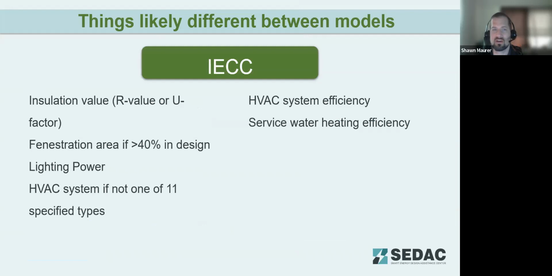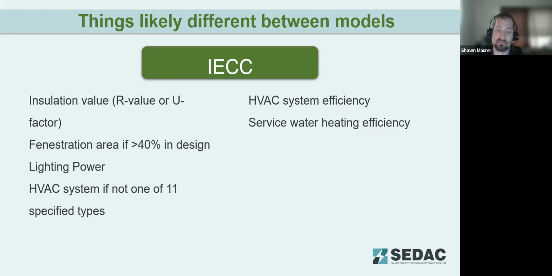But things that you want to verify between the models that are going to be different. For the IECC, your insulation values are going to be different between your proposed design and the reference design. That fenestration area is going to be different if it exceeds that 40% window to wall ratio. Your proposed design is going to have more window area than your reference design is. Lighting power densities are going to be different between the two models.